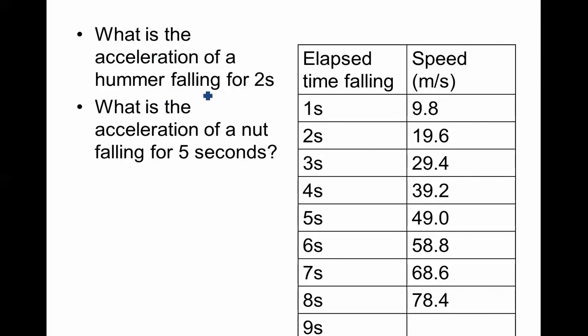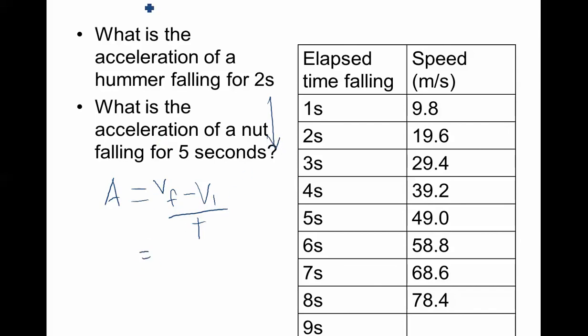I want to take a look at these two things here. What's the acceleration of a Hummer falling for 2 seconds, and what's the acceleration of a nut falling for 5 seconds? Now, acceleration is v sub f minus v sub i divided by time. The final velocity minus the initial velocity divided by time. Now, velocity is a speed and a direction. For all of these, we're just assuming straight down because most everything that I've dropped ends up going straight down and buttered side down as well.